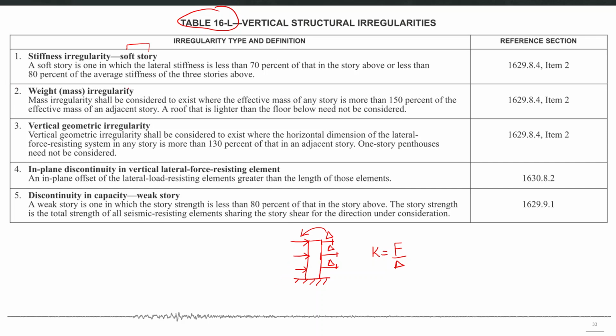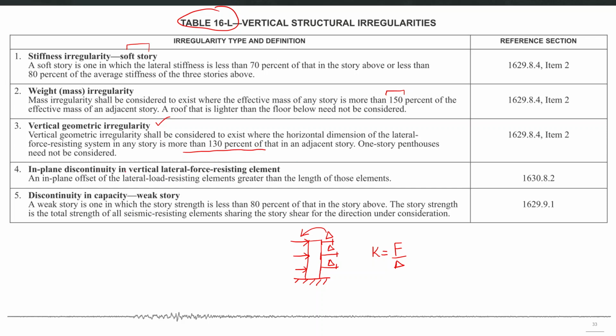The second vertical irregularity is weight or mass irregularity. Mass irregularity shall be considered to exist where the effective mass of any story is more than 150% of the effective mass of an adjacent story. Similarly, you have the vertical geometric irregularity. If there is a sudden change in the dimensions along the vertical direction, and that change is also defined, you can read here. So you will have the vertical geometric irregularity in that case.